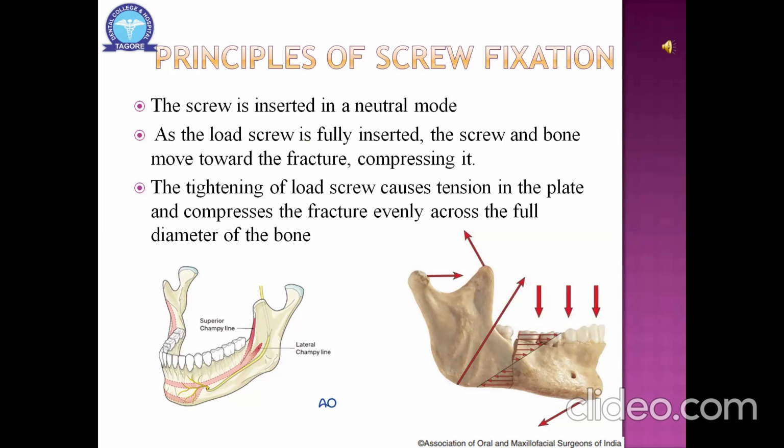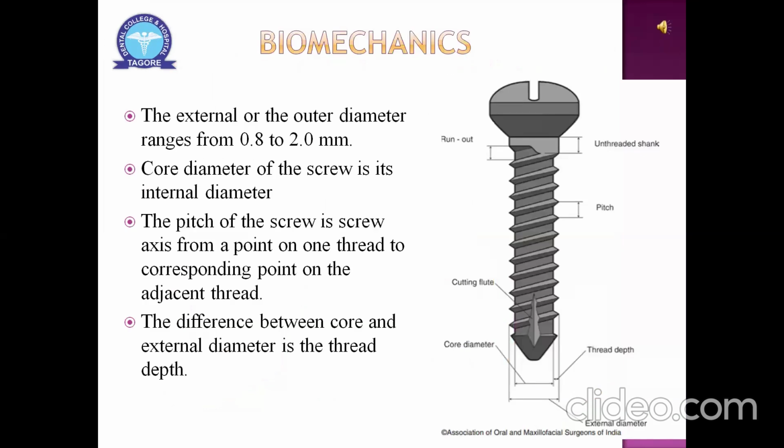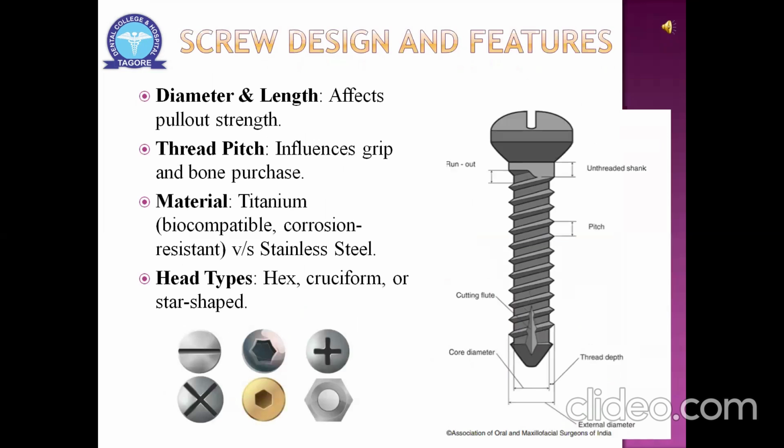diameter of the bone. The structure of a screw has an external or outer diameter and an internal diameter or core diameter. The pitch of the screw is calculated parallel to the screw axis from a point of one thread to the adjacent thread. The distance between the core and the external diameter is the thread depth. The diameter and length of the screw affect the pull-out strength. The thread pitch influences the grip and bone purchase. The material of the screw determines the biocompatibility and corrosion resistance. The commonly used materials are stainless steel and titanium. The head types of the screw vary from hex, cruciform, or star-shaped.